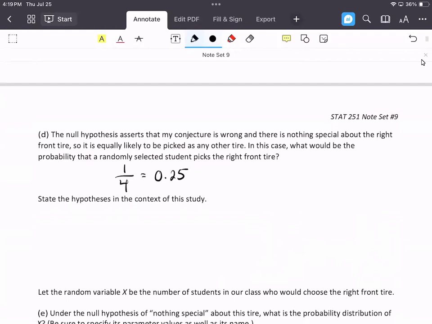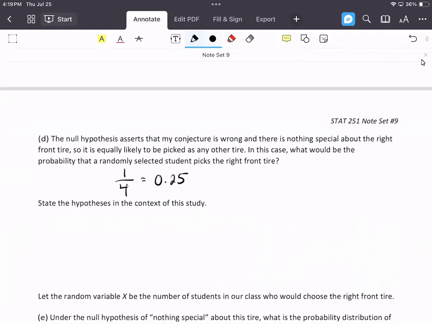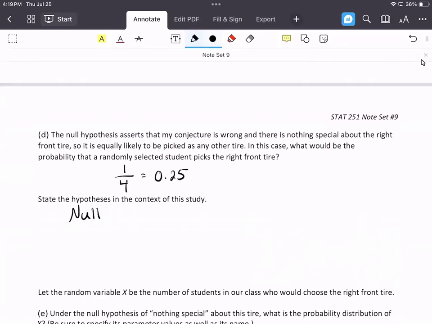I'm going to do this in symbols and talk about it in words. So the null, in other words, nothing special is happening, and the alternate, my research hypothesis. So the null: they're all equally likely to be chosen. So the probability of the right front tire is 0.25. So students pick the right front tire just as often as they would any of the other 3 tires. Now, I'm saying there's something special, that it is more likely to choose that right front tire. So my alternate hypothesis is that students tend to pick the right front tire more often than by chance alone.